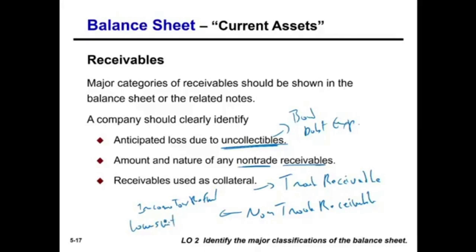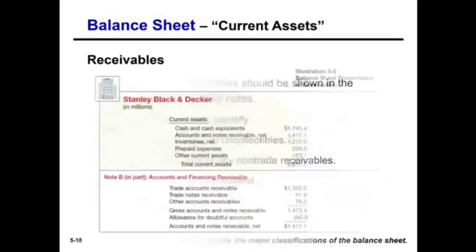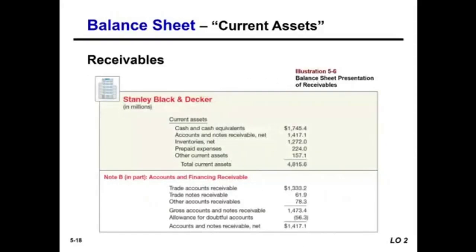It's a non-trade receivable. Also, they have to show you if there's any receivable that's being held as collateral. Because what companies can do, they can take the receivables and pledge them like any other asset for a loan. So if they have any of these receivables pledged for a loan, then they have to disclose it in their financial statements.